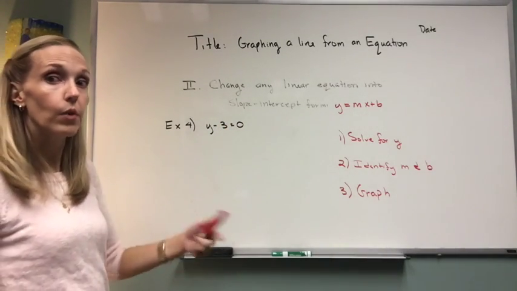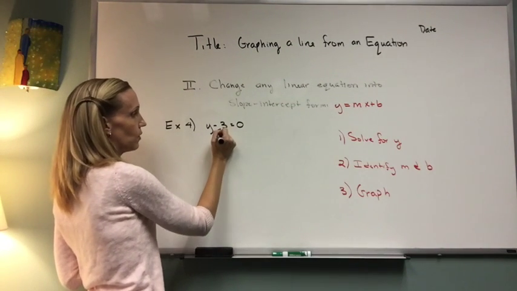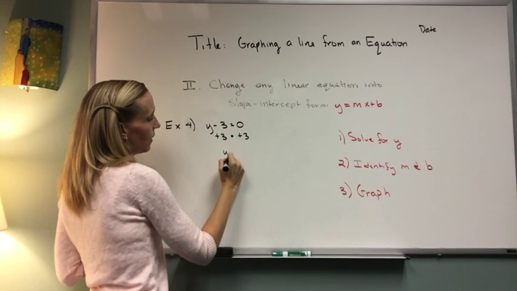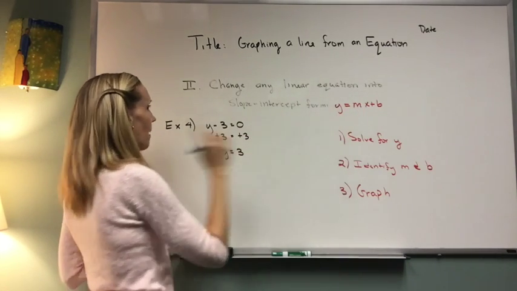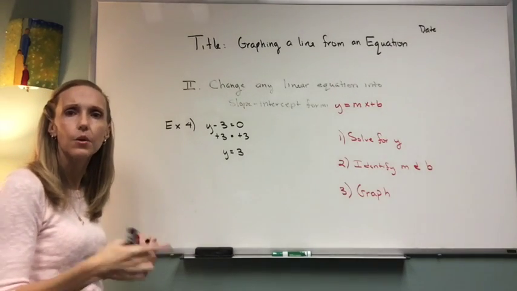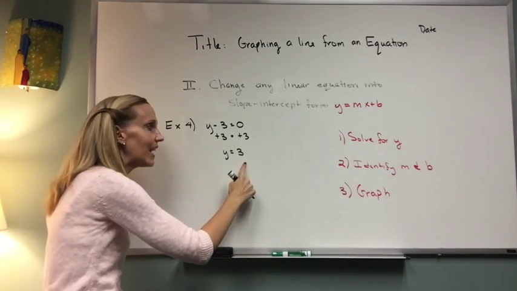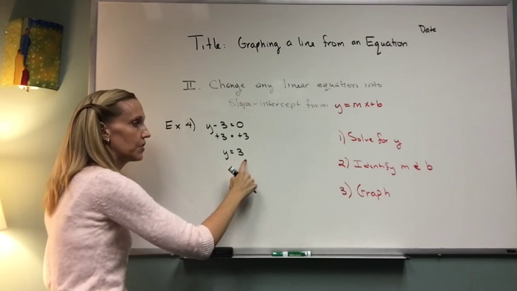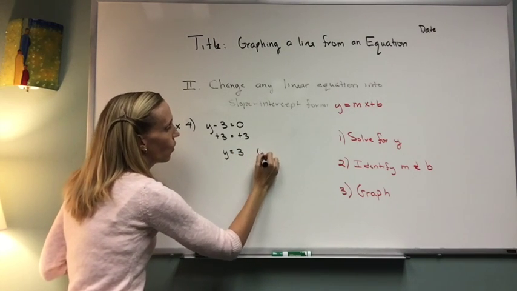Well, there's a y, and we can solve for it. So let's do that. We have a negative 3, so we do the opposite. And I get y equals 3. Now that's not in y equals mx plus b format. At least it doesn't look like that to me because I don't have an x. So remember, when you have a y equaling a constant, which is a number, when a y equals a constant and there's no x, this is a horizontal line.